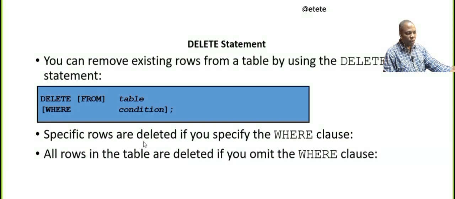Now, specific rows are deleted if you specify the where clause. But if you don't specify the where clause, that means you want to delete everything from that table. All rows in the table are deleted if you omit the where clause. So that is just the condition there. Yeah, so this is very straightforward.